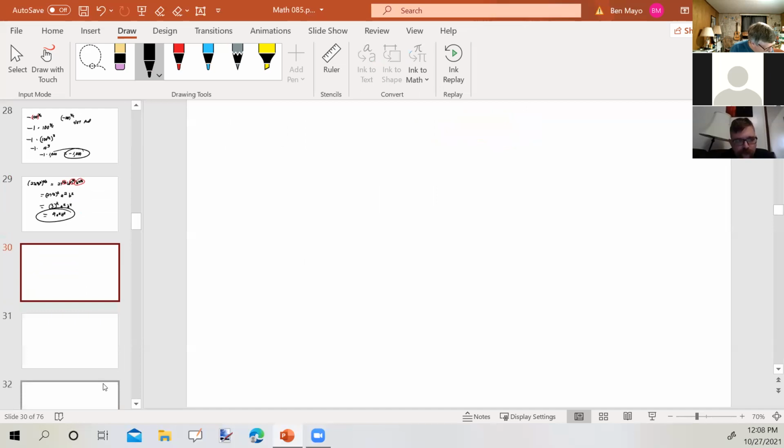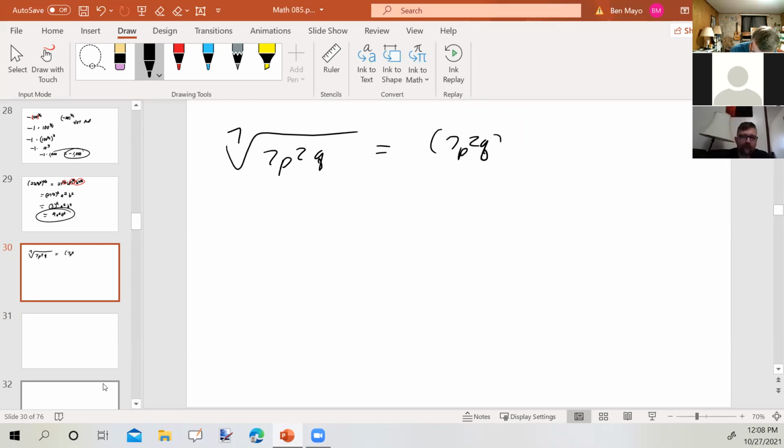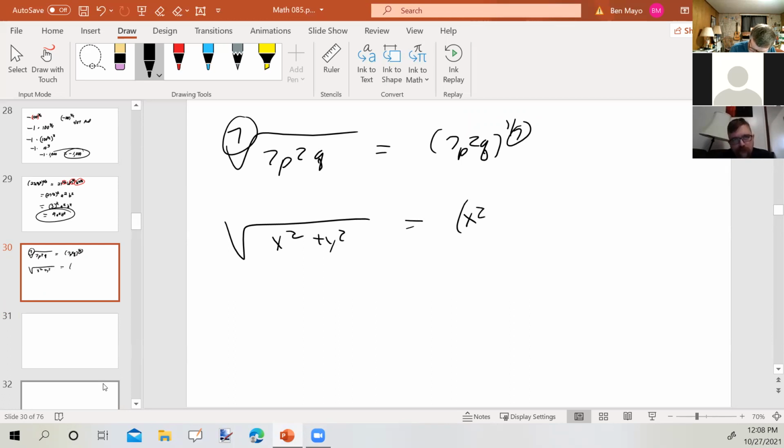It says change each radical to an exponential expression. So I've got the 7th root of 7p squared q. So that would be the quantity 7p squared q to the 1/7 power. Okay, the index becomes the denominator of the exponent. The square root of x squared plus y squared would be the quantity x squared plus y squared to the 1/2 power. Recall there's an implied 2 as an index.